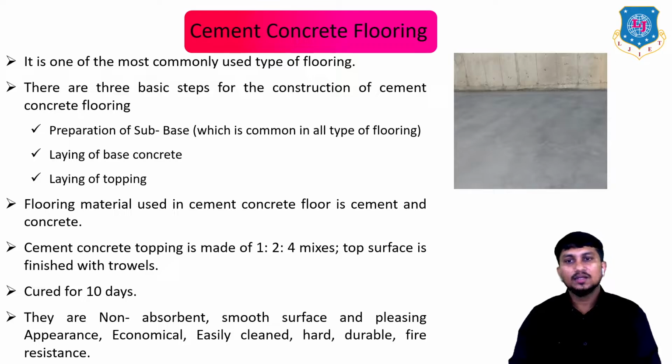Here flooring material used in cement concrete floor is cement and concrete. Cement concrete topping is made of proportion of 1:2:4. Here 1 is cement, 2 is fine aggregate, and 4 is the coarse aggregate. Top surface is finished with trowels.